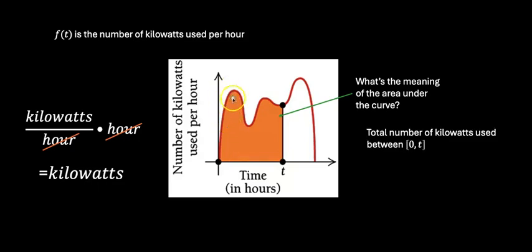So the function represents how many kilowatts are used each hour. If you add those all up, the area underneath the curve represents the total number of kilowatts used over the full time interval from 0 to t. So this is how you interpret the area underneath the curve.